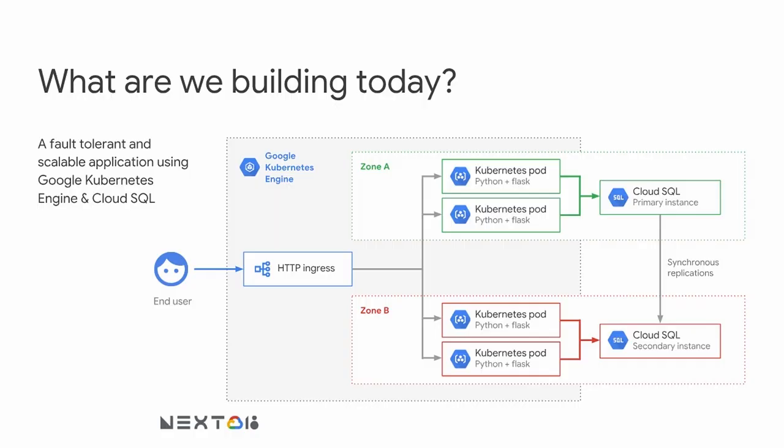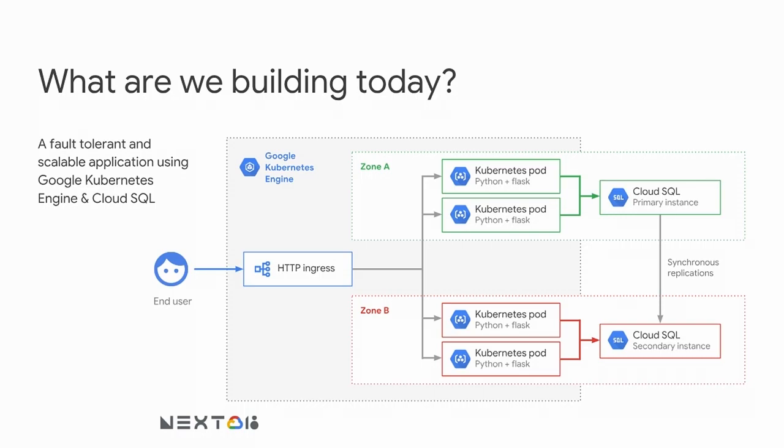Today we're going to talk first a little bit about the big picture, and then we'll get into building our application. What we're going to attempt to do today is build a web app that is fault tolerant and scalable. And we're going to do it using Kubernetes Engine and Cloud SQL as our backend database.